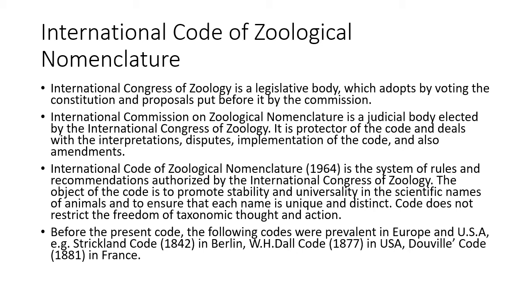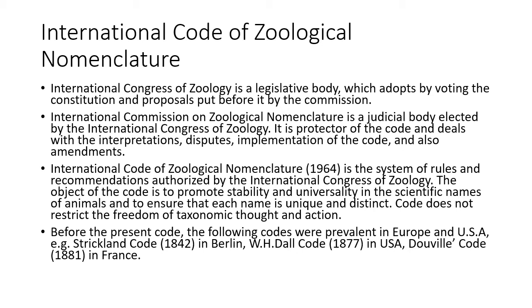And like I said, the object is stability and universality of the name, and that each name is unique and distinct. So remember these 4 words: stable, universal, unique, and distinct. This does not necessarily mean that the taxonomist cannot name something whatever they want. They can. They just have to add 3-4 letters at the end of each word, right?